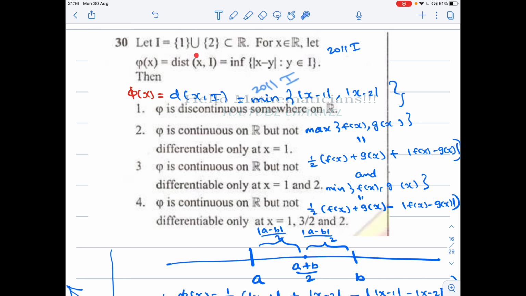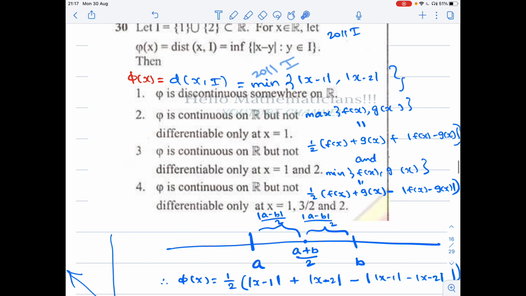So how do we find the distance between a point and a set? This point x is fixed, and this y is varying over all the elements of the set I. You have to find the distance between this point x and all the points of the set I. So you will get many different distances. You have to take the infimum of all those numbers. This is our definition of pi of x.